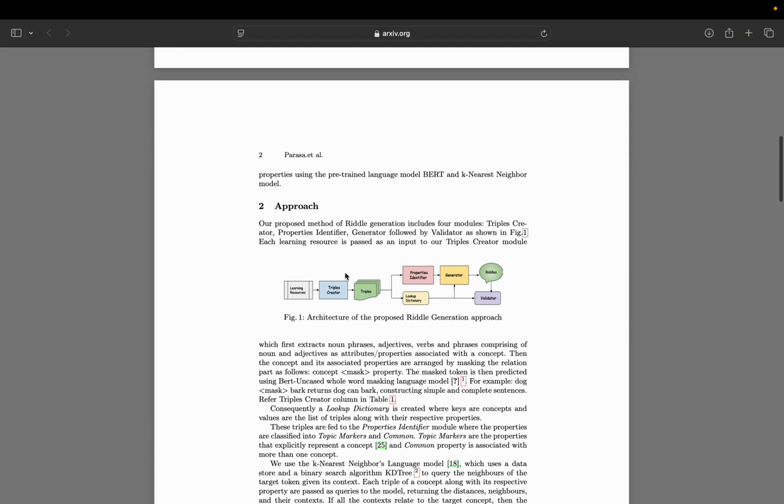This is the architecture of the riddle generation engine. The learning resources are passed to the triples creator module, which gives triples as the output, which are then passed to the properties identifier module, which classifies the triples as either topic marker or common based on their uniqueness. After classification and capturing all the neighboring concepts, these properties are sent to the generator module to generate riddles, which are then passed to the validator module to capture all possible answers using the lookup dictionary.